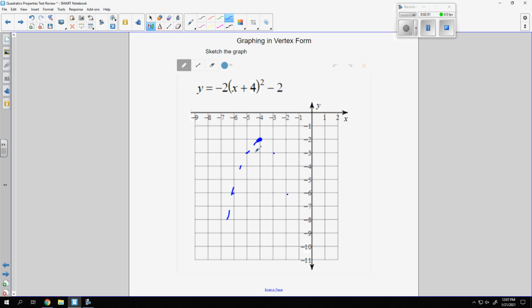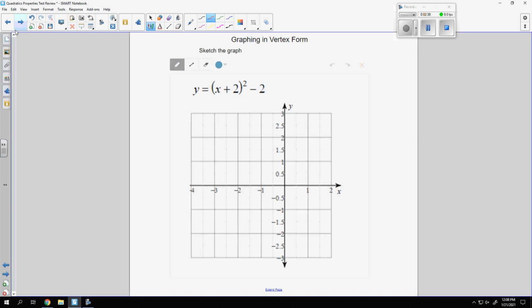The one thing that I have not addressed at this point yet is that number that's being multiplied out in front. Remember that is going to multiply each one of those y's. So instead of going up 1, it should go up 2. Instead of 4, it should be 8. Every one of those y values should be doubled, which will make this final graph that I'm going to graph in red a little bit skinnier.